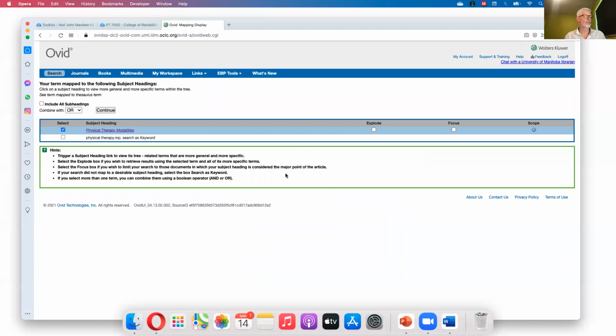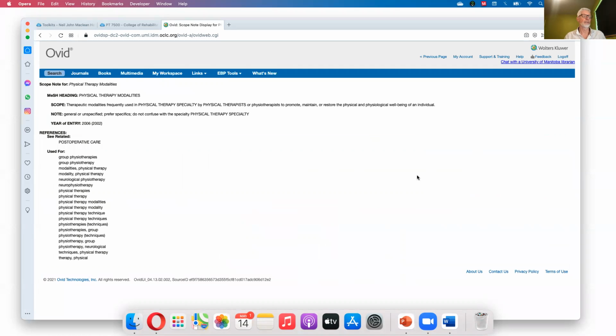And the way this database is set up, it's going to give me the list of subject headings on physical therapy. And you can see here that's physical therapy modalities. If I want a definition of that subject heading and how it's used by this database, I'll click on the scope note, which is over here on the side. And it's going to give me the scope note, which is this definition here. And it's also important to look at and understand these used for terms.